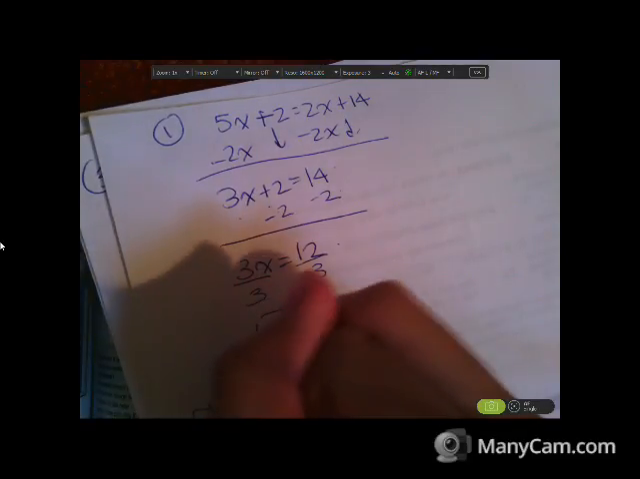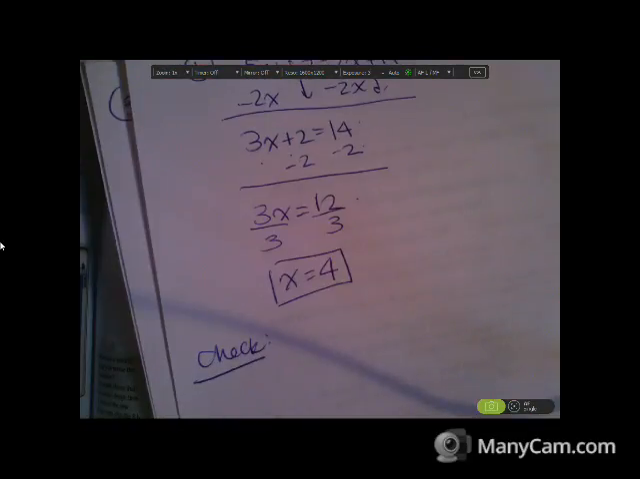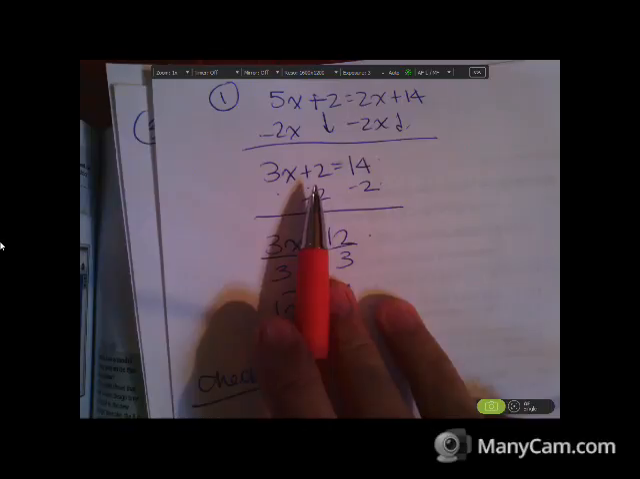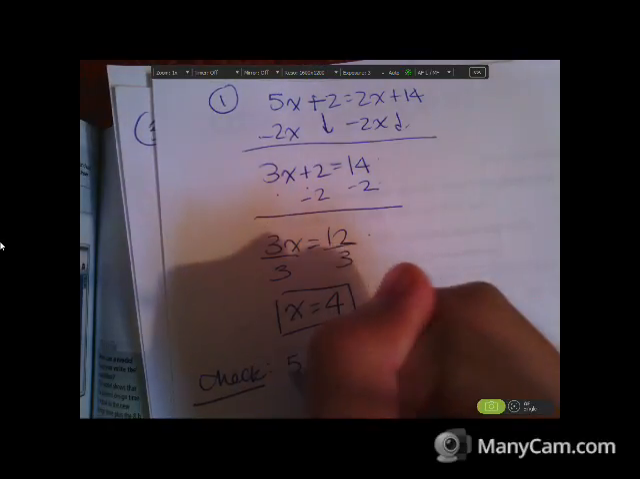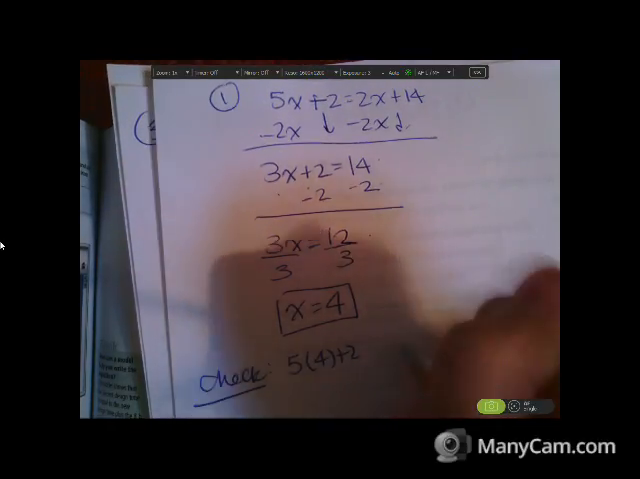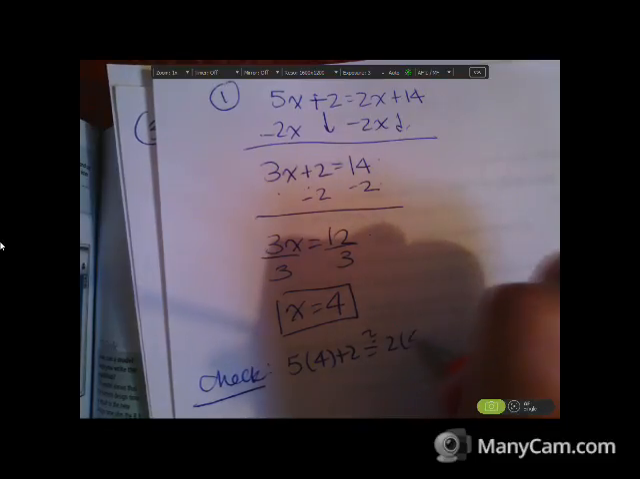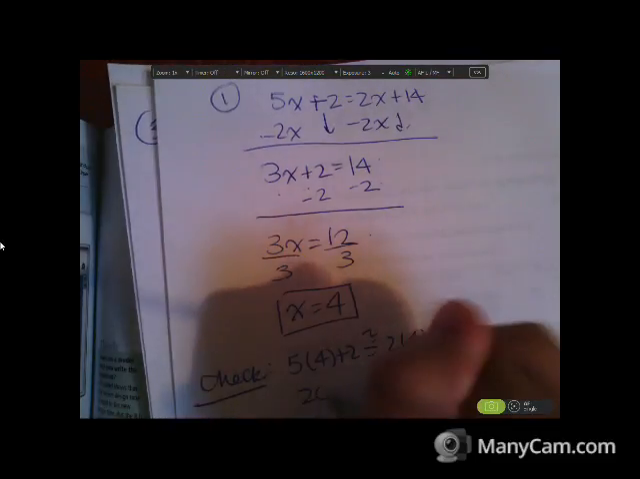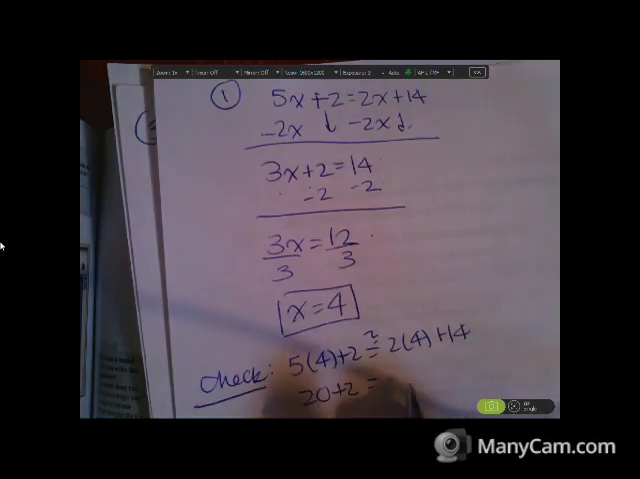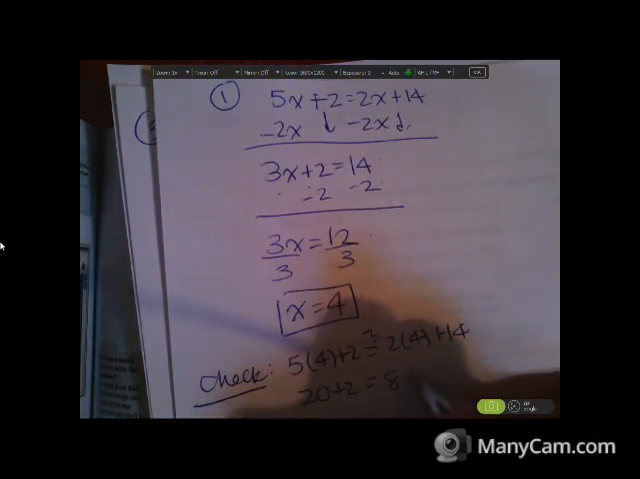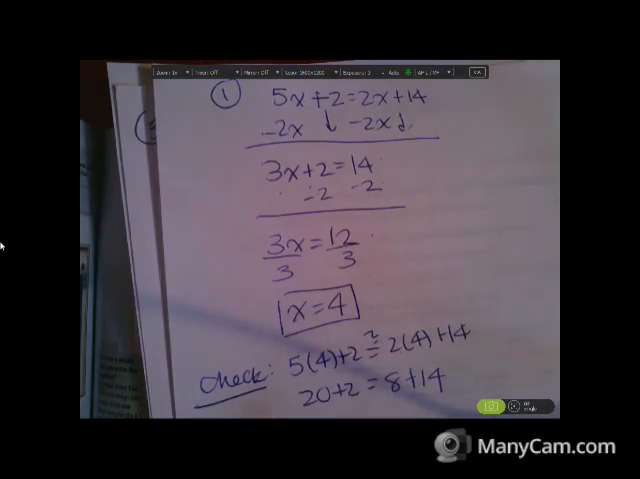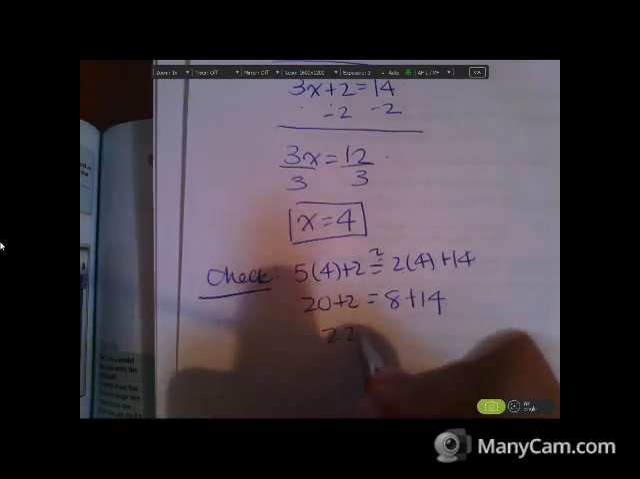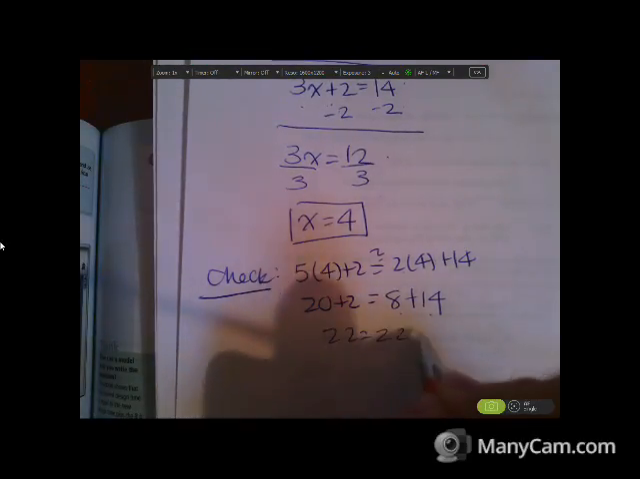Alright, let's check to see if we're right. The check is, for every x I see, I'm going to plug in 4. So, it's going to be 5 times 4 plus 2. Does that equal 2 times 4 plus 14? Let's find out. 5 times 4 is 20, plus 2. 2 times 4 is 8 plus 14. So, 20 plus 2 is 22. 8 plus 14 is 22. And we're good.